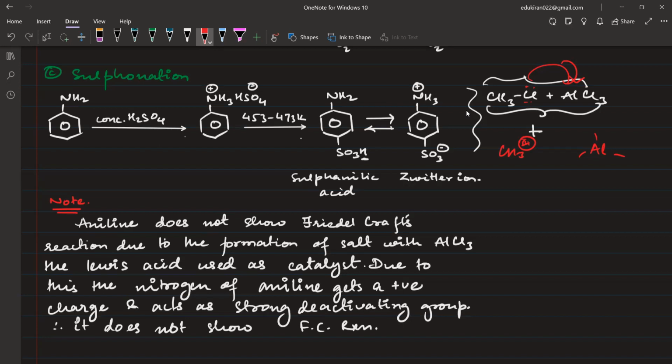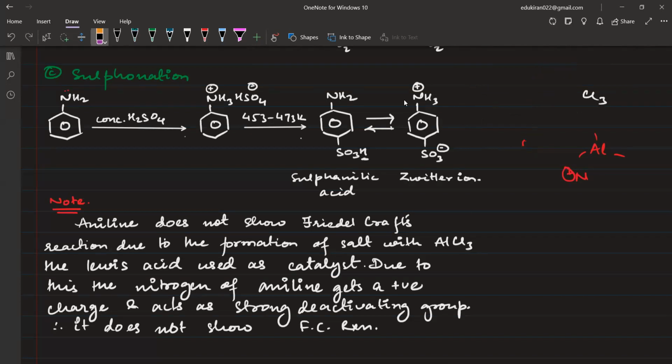But in this case, what happens when we have aniline? Nitrogen also has a lone pair of electrons, and nitrogen attacks the AlCl3. When nitrogen attacks the AlCl3, we get nitrogen with a positive charge, which will be highly deactivating, and that is why it will not show any further reaction. Okay, so please write this down.